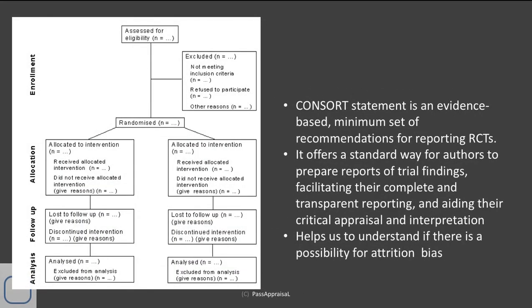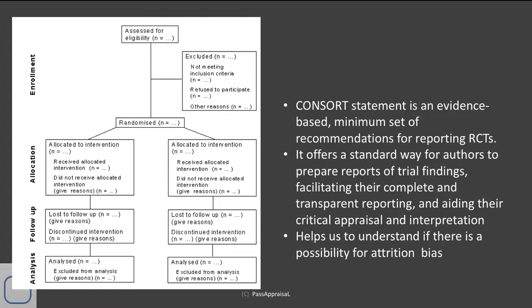The CONSORT statement is an evidence-based minimum set of recommendations for reporting randomized controlled trials. It offers a standard way for people who do randomized controlled studies to prepare reports of the findings, and it also helps them to provide a complete and transparent reporting of the study. For readers, such as ourselves, it helps to do a critical appraisal and interpret the way the study has been conducted. So it gives you an idea of the research methodology.